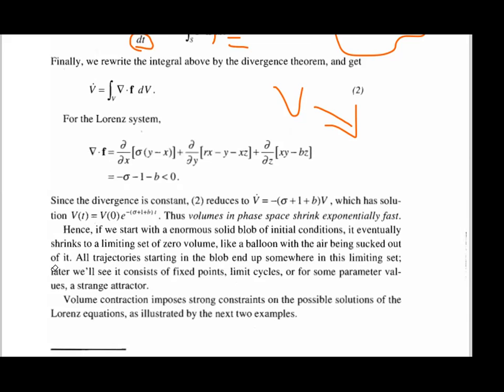That means it shrinks to a limit set of zero volume, like a balloon. So the contraction is too strong.